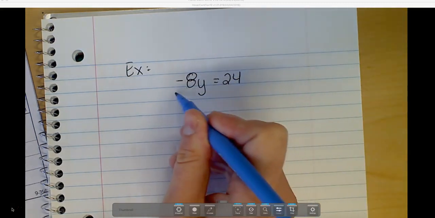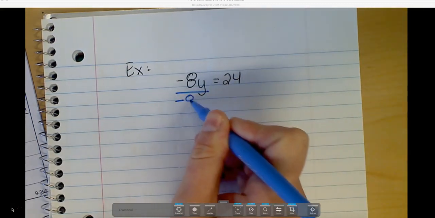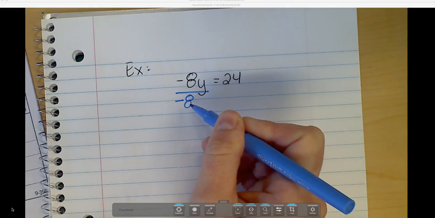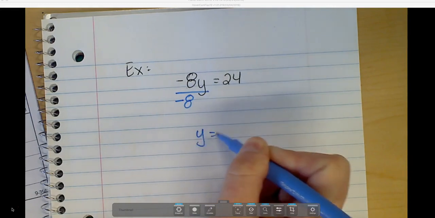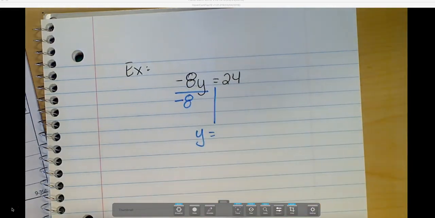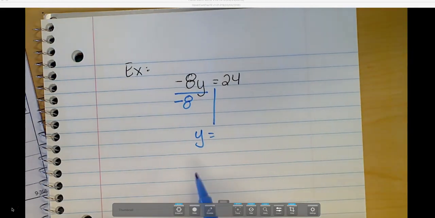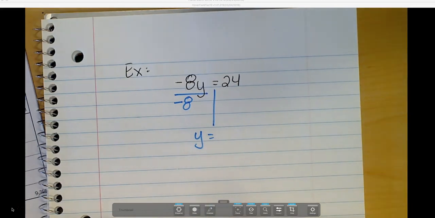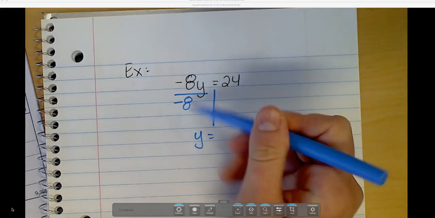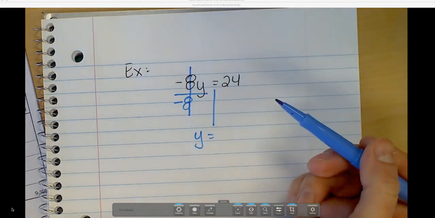So to find out what times negative 8 is 24, I have to do the opposite of multiplying, which is divide. And I want to take that negative with me because negative 8 divided by negative 8 is a positive 1. If I don't take the negative with me, I would be left with negative 1y, and I don't want to know what negative 1y is. I want to know what positive 1y is. So by taking that negative with me, negative 8 divided by negative 8 is 1.